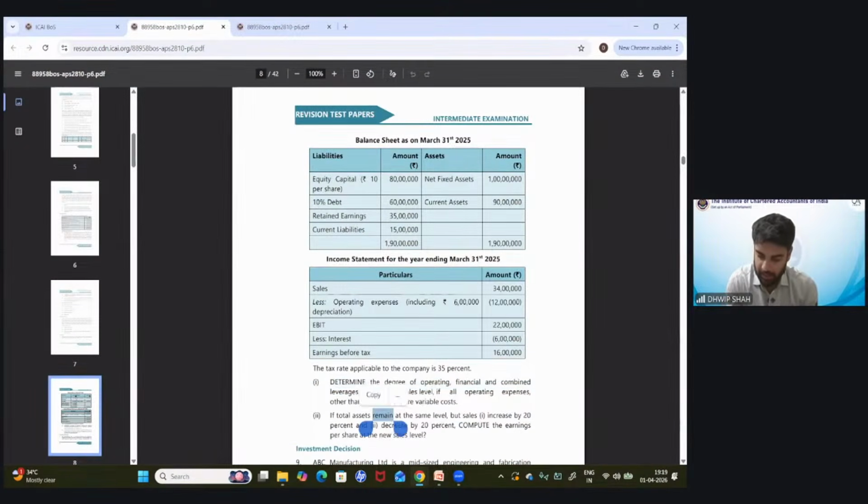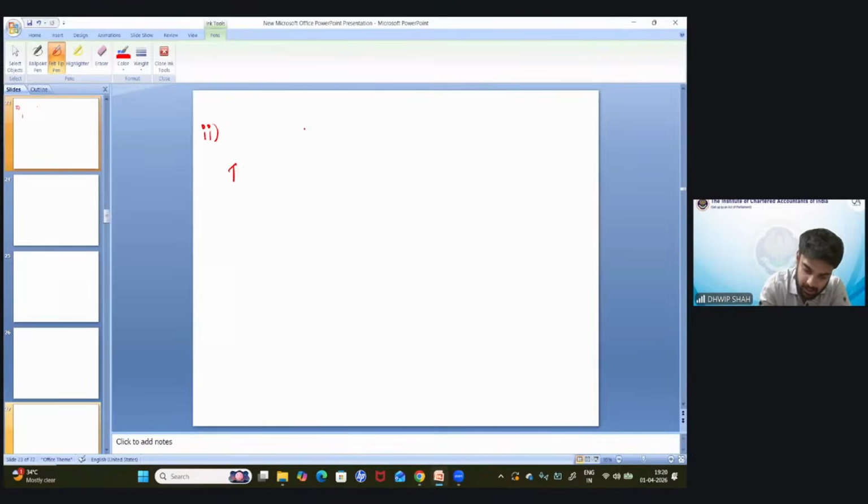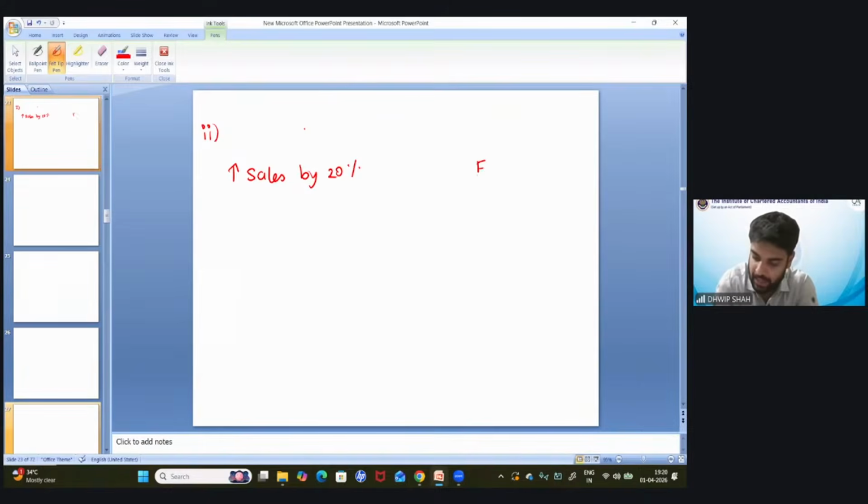If the total assets remain at the same level, but sales increase by 20% and in scenario 2, sales decrease by 20%, compute earnings per share at the new sales level. सबसे पहले तो आपको ये सोचना है कि यहाँ पे relationship of sales with earnings per share बोला है, मतलब effect of sales, impact of sales on EPS बोला है, correct? When sales increase by 20%, तो इसकी effect EPS पे कितनी आएगी? This they have asked, yes or no?